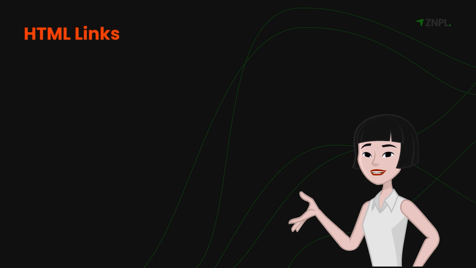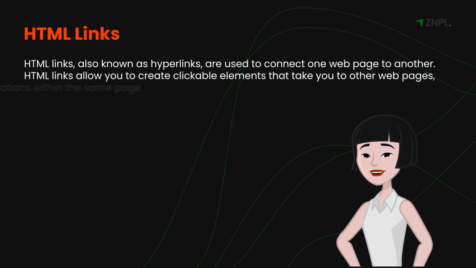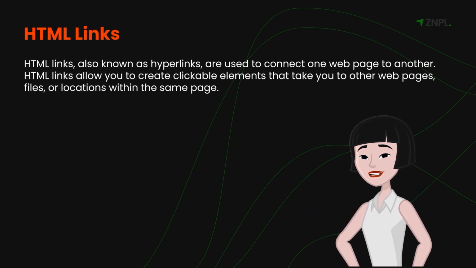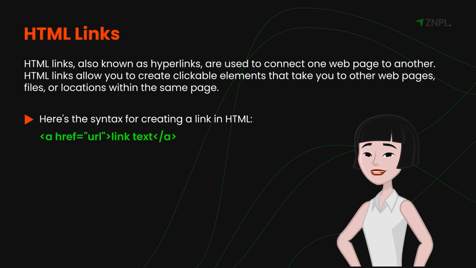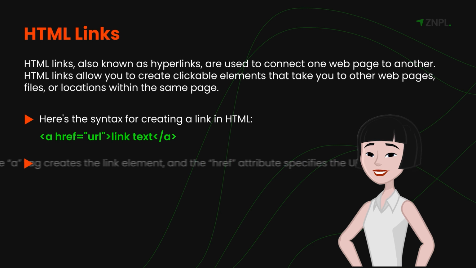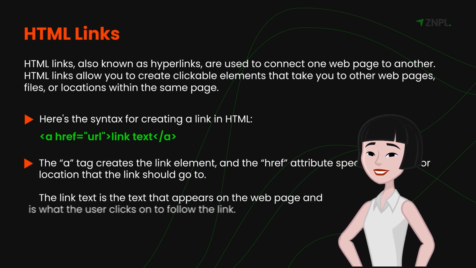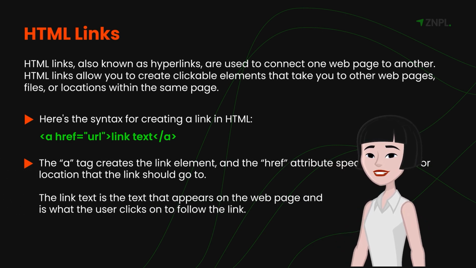What is an HTML link? HTML links, also known as hyperlinks, are used to connect one web page to another. HTML links allow you to create clickable elements that take you to other web pages, files, or locations within the same page.